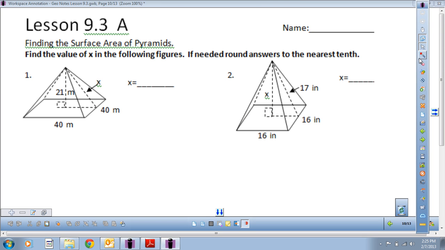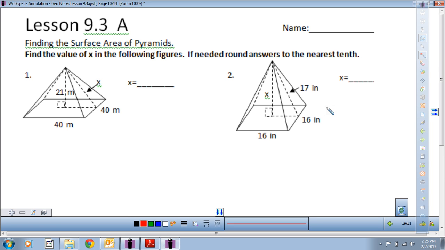Today we'll begin lesson 9.3, which deals with finding the surface area of pyramids. Last class we did prisms, with our rectangular prisms and triangular prisms. Today we're going to look at pyramids. So we're still with polyhedrons, but we'll move on to pyramids.